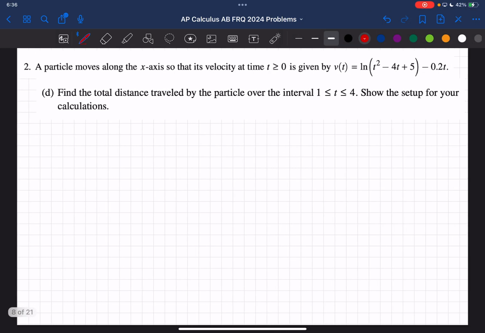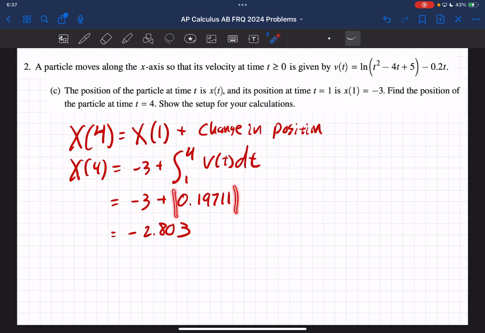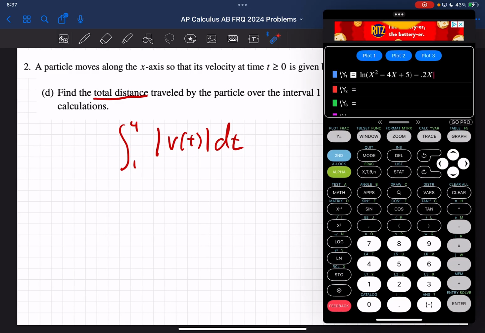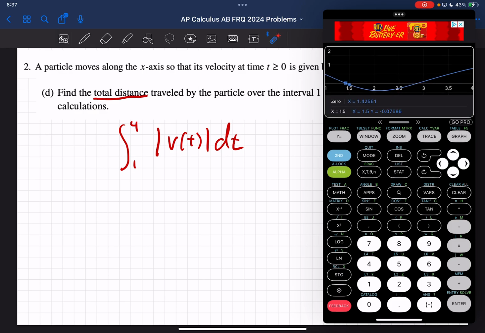And then finally, part D, it says find the total distance traveled. So in order to find the total distance traveled from the interval from 1 to 4, we need to take the integral of the absolute value of v of t dt. Now some people think that all we had to do is take this answer and take the absolute value of that. That's not how it works. And that's because if I graph this with a window from 1 to 4, the integral is going to have this negative area cancel out some of the positive area, and we don't want that to happen.